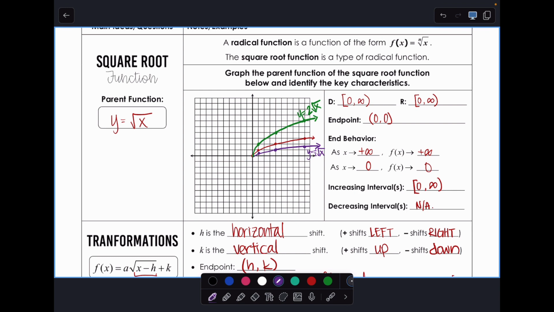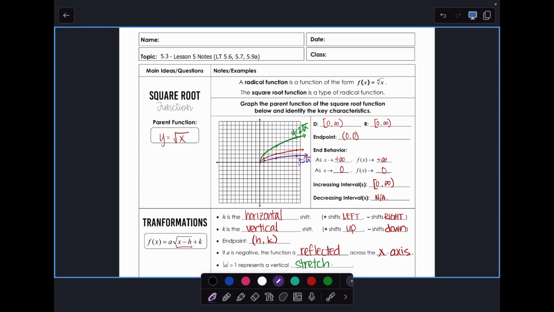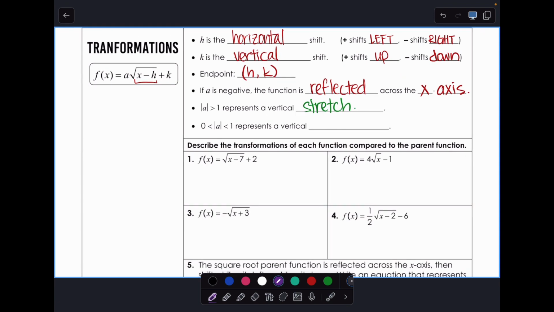What happened? It decreased. So if this is a stretch, this motion is a compression. Like a trash compactor. Compress.